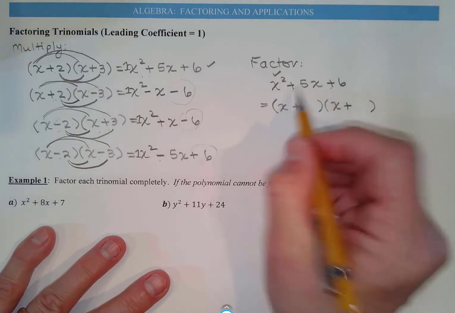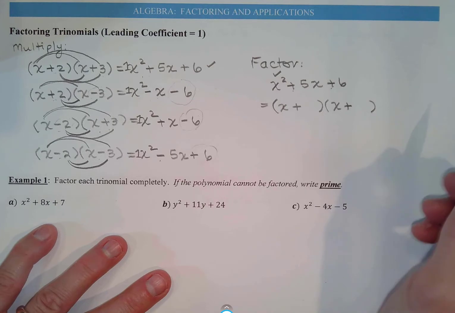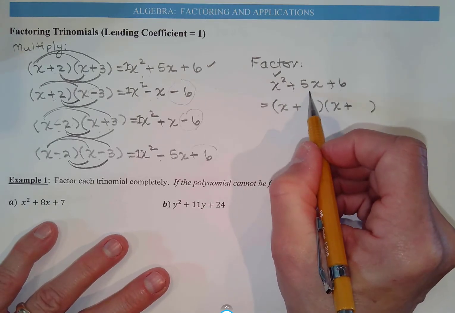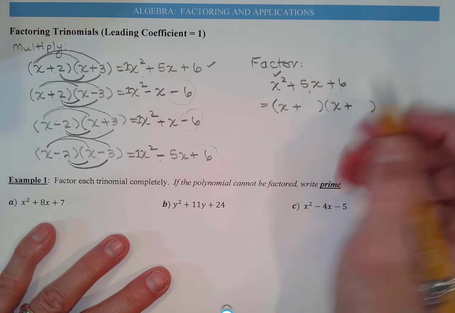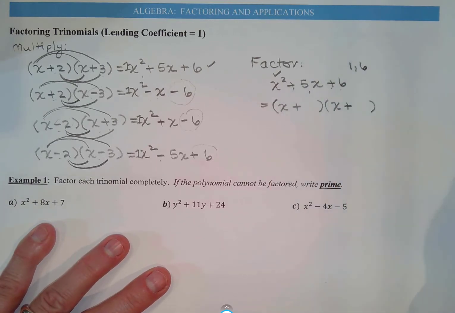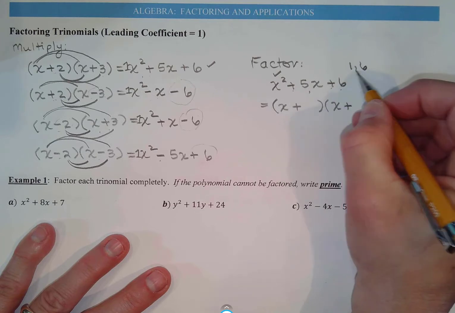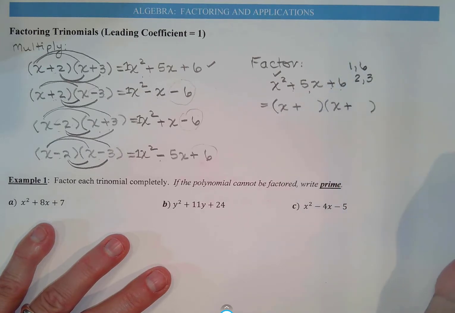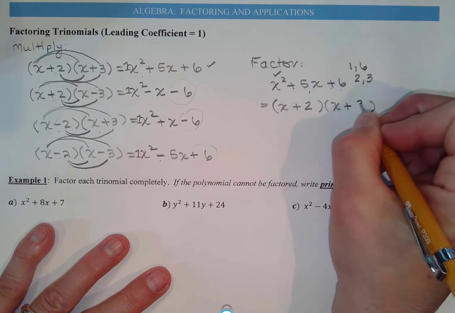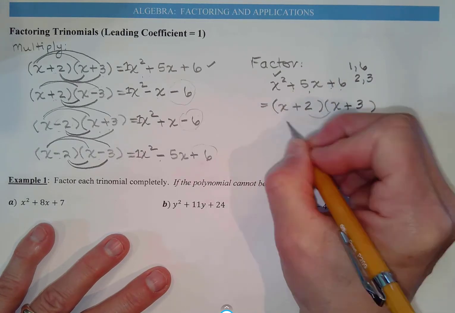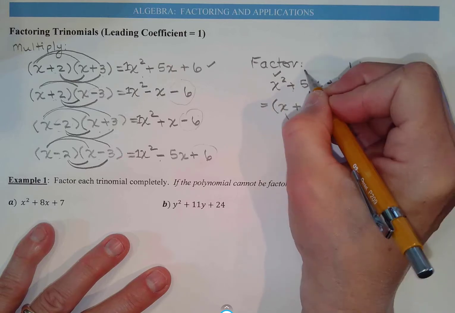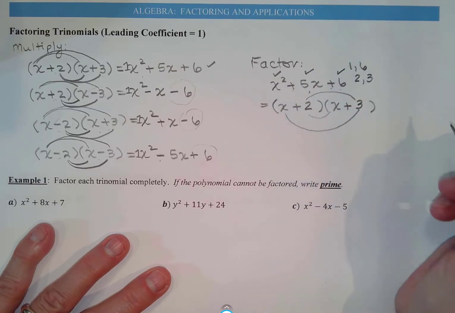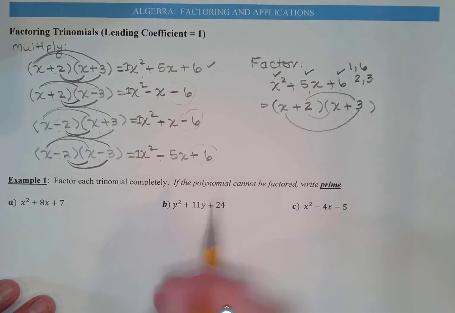And now our question is, what are factors of 6 that are going to give an inner and outer product sum 5? So we know that using 1 and 6 would not work because they sum to 7. But the factors of 6, 2, and 3 will work because 2x plus 3x gives 5x and 2 times 3 gives 6. Now let's continue and look at some examples in which we factor.